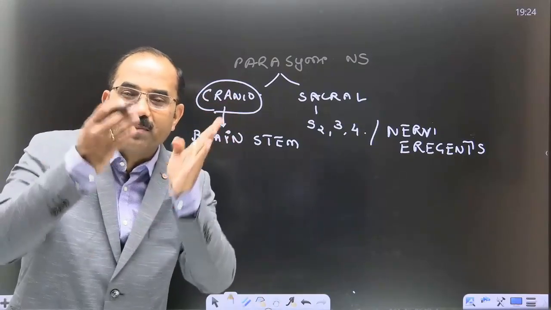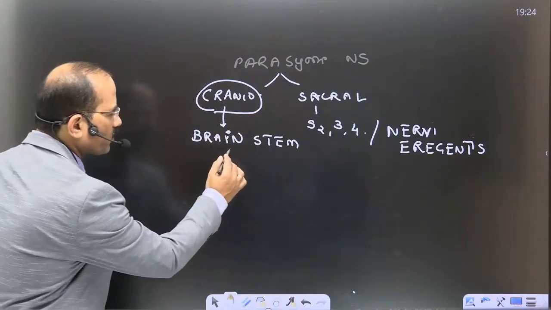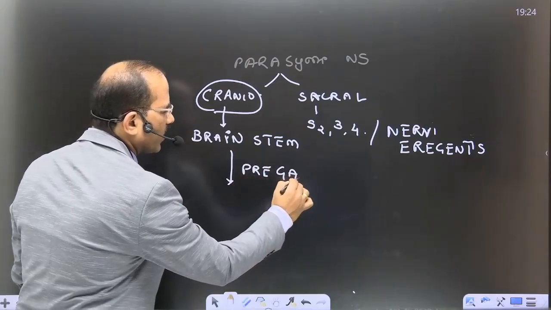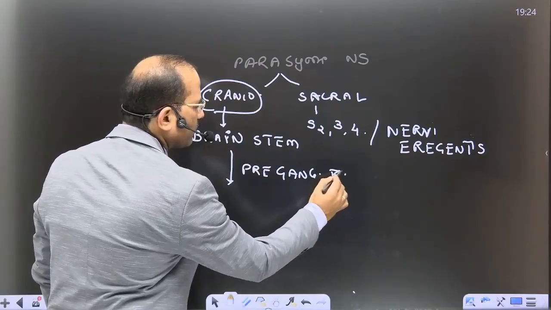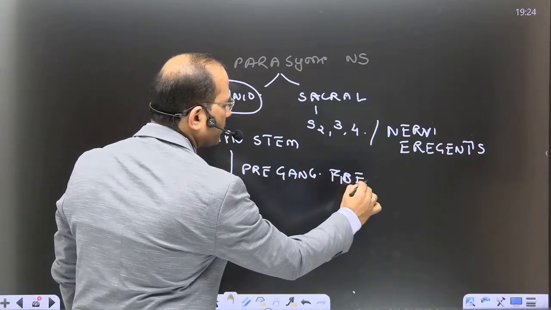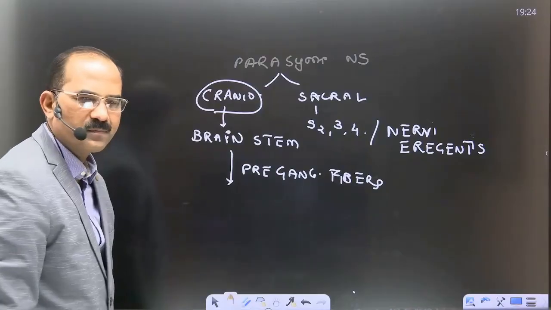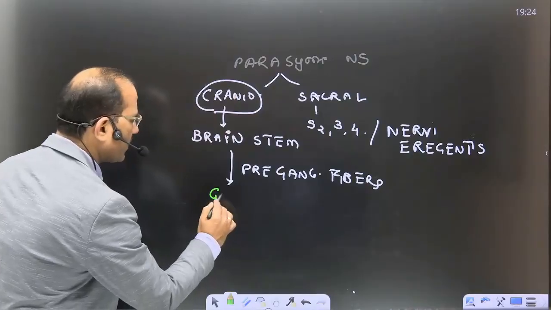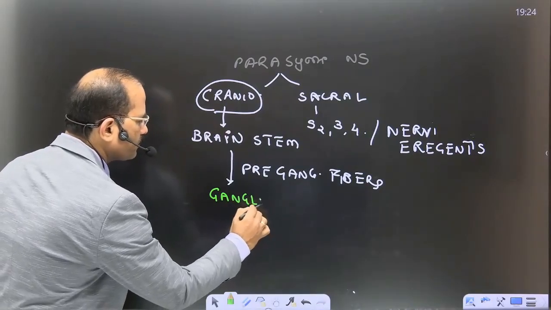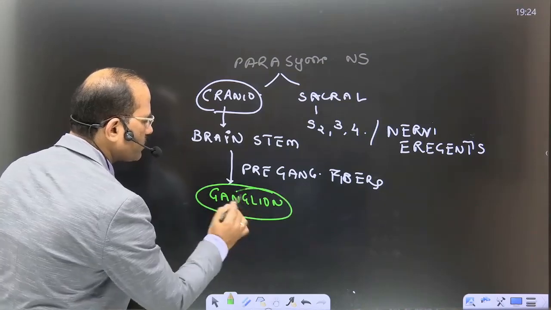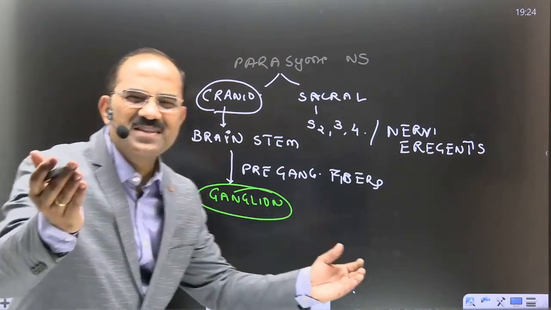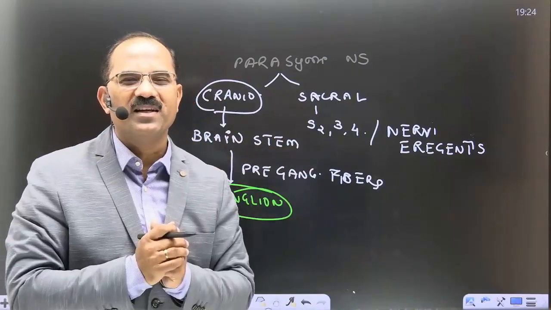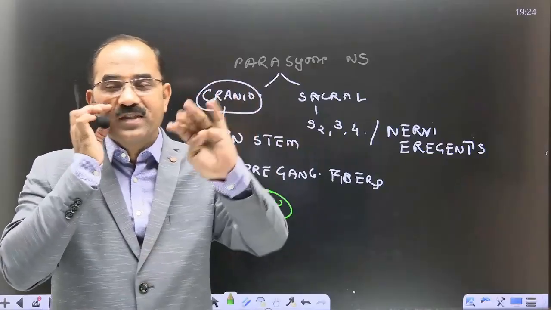What would begin from here? What would begin from here are the preganglionic fibers. Preganglionic fibers would begin from the brainstem. Are you following this? Now, these preganglionic fibers would be coming to a ganglion. Students, which are the ganglions of the cranial outflow of the parasympathetic nervous system? We have seen 4 ganglions.